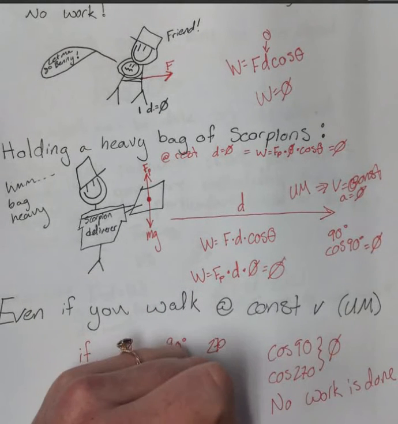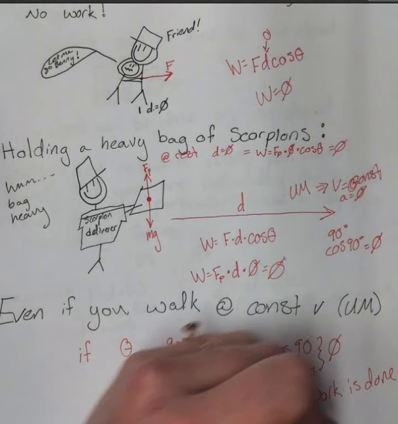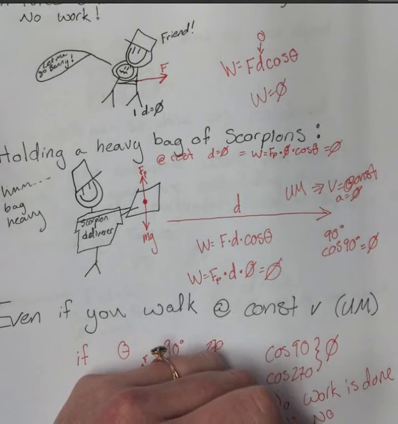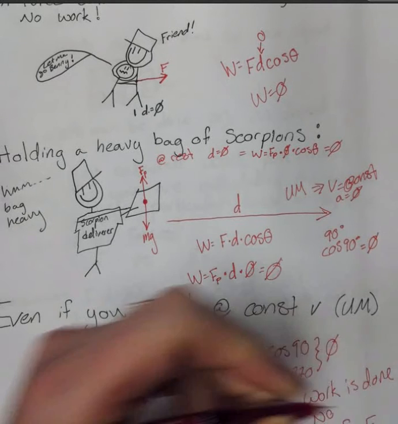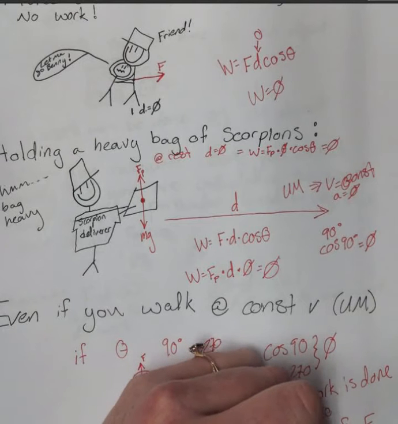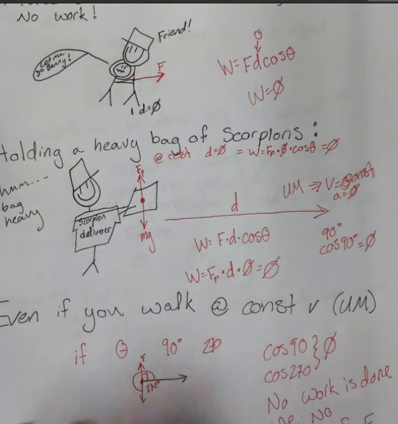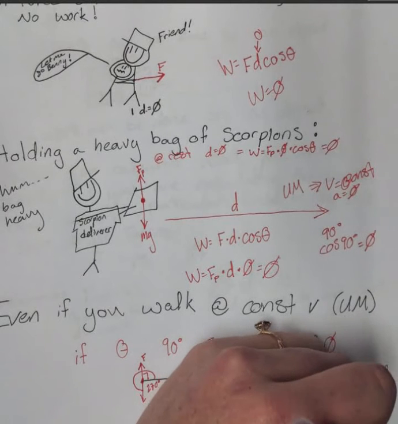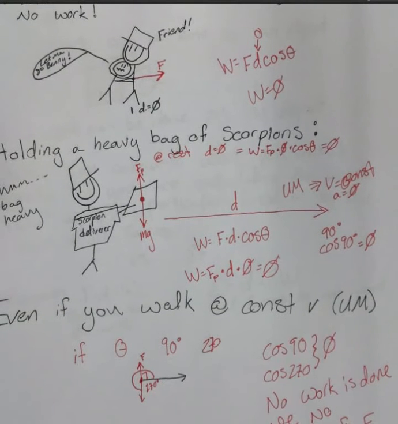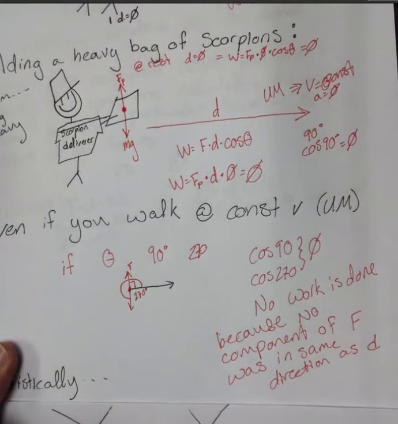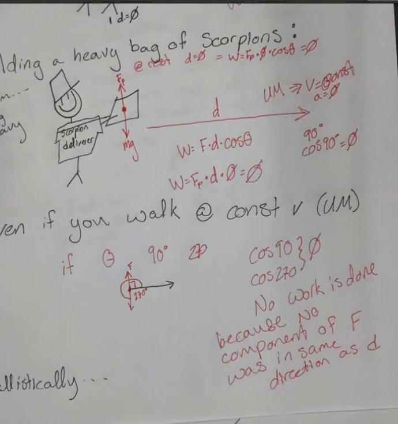because no component of force was in the same direction as the displacement. So Benny carrying that grocery bag at a constant velocity meant that he did no work on the grocery bag. There was no net work done.